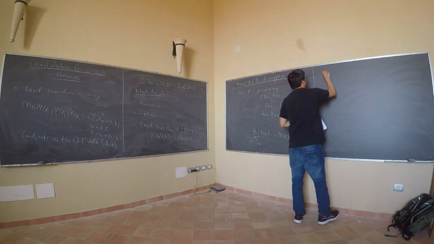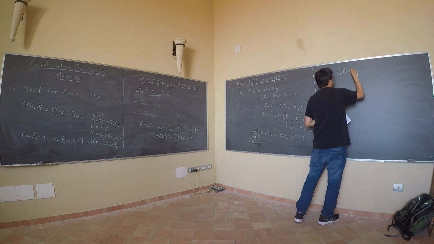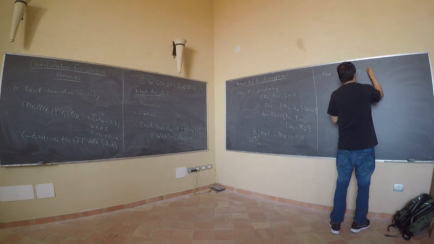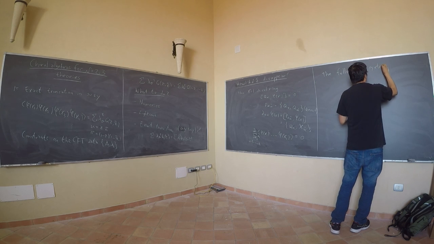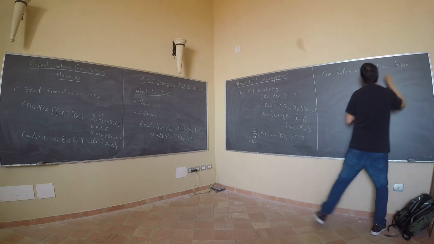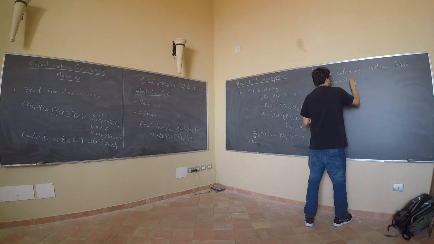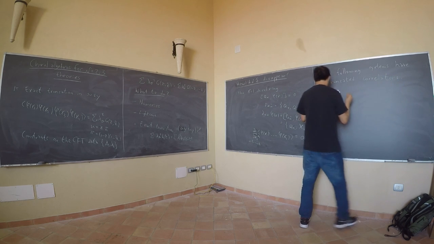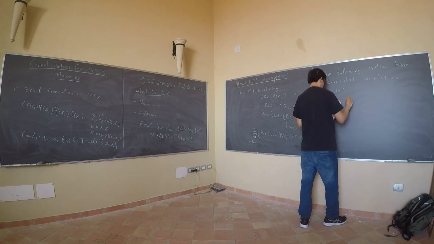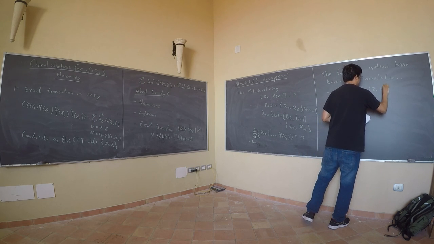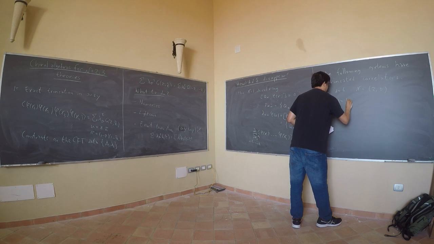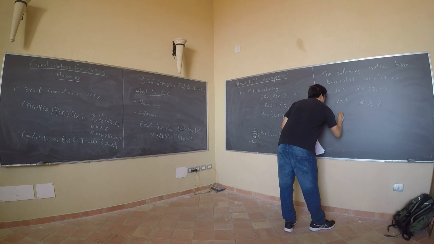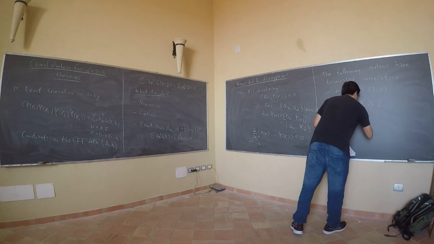And so the following systems, there is a supercharge such that you can get rid of the coordinate: in 6 dimensions for N equals (2,0) theories, in 4 dimensions for N greater or equal than 2, and in 3 dimensions for N greater or equal than 3.